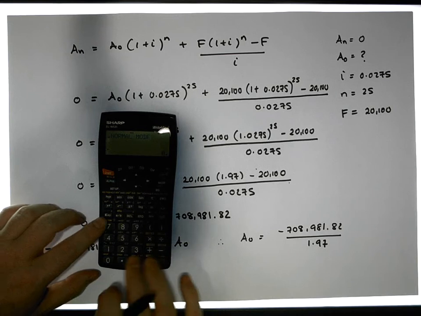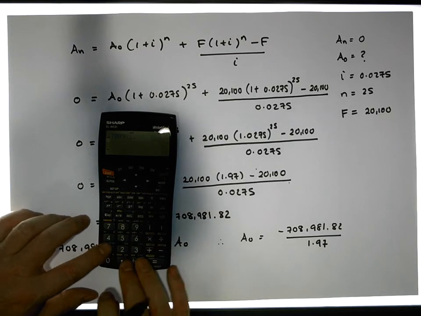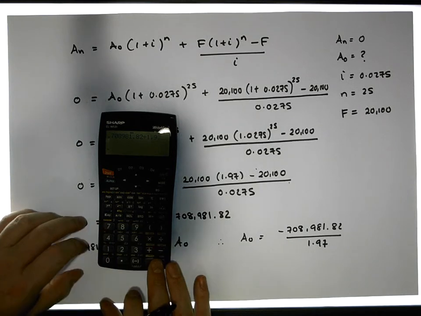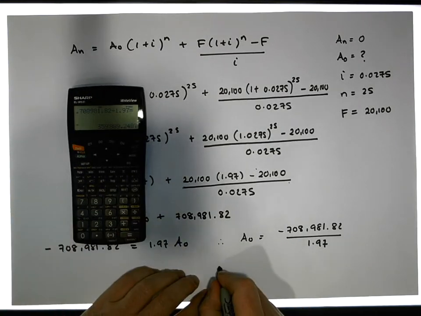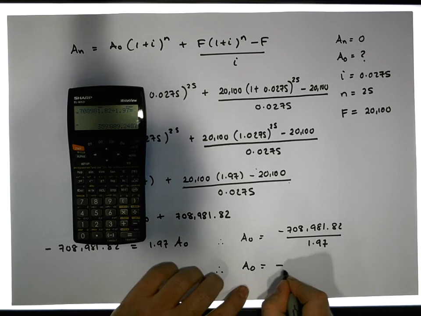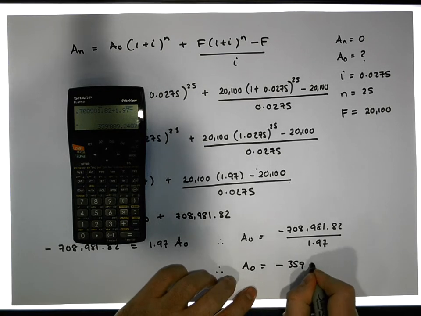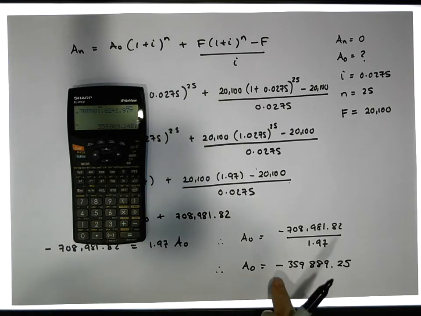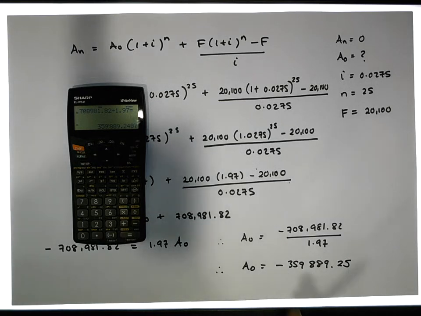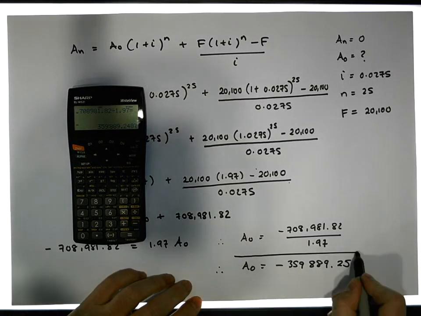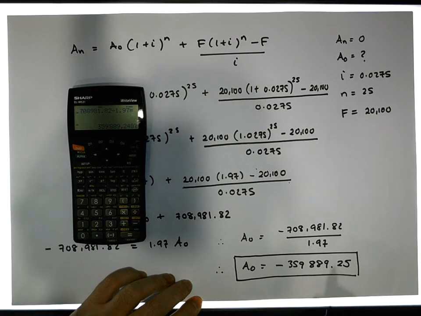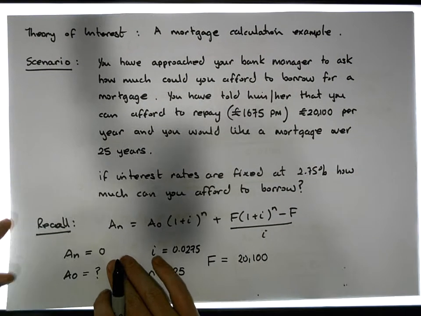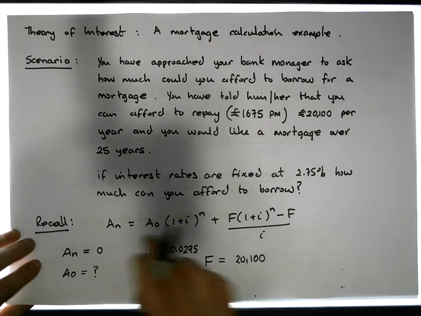Okay, so let's do that division. 708,981.82 divided by 1.97 gives us a value of a0. Therefore, we have a0 is equal to minus 359,889.25. It's negative, indicating that that's what we can borrow. So actually this is the answer. This would be the amount that the bank manager should give you if he applies the rule set that he's determined, or that they've agreed on themselves, and if he works this formula through.